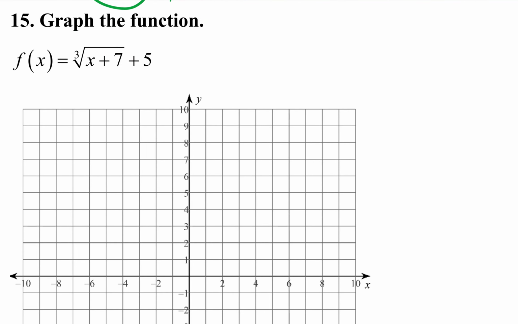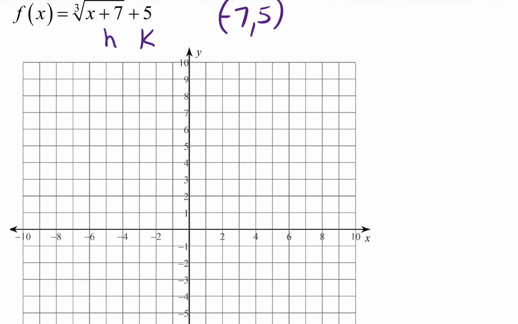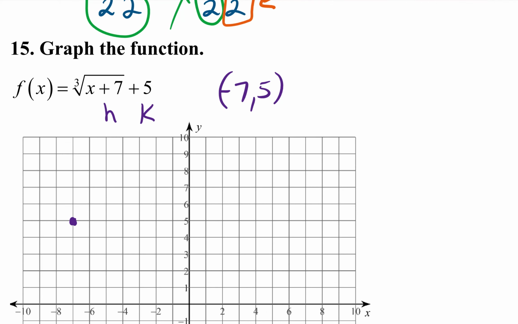And last thing, okay, I want HK. The H flips, right? So negative 7, 5. That is my starting point. So negative 7, 5 is up here. And it's either a square root or a cube root, right? It's a cube root, and it's positive.